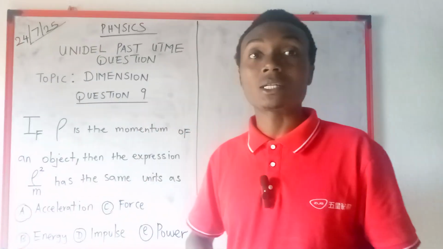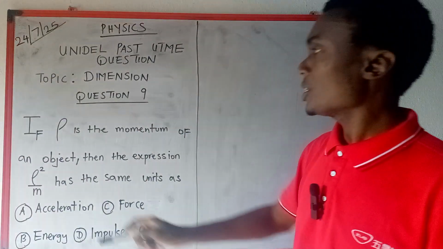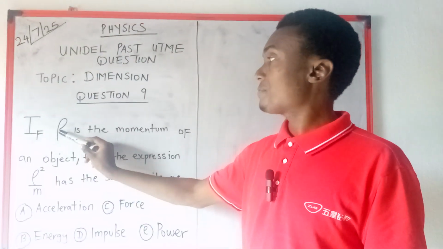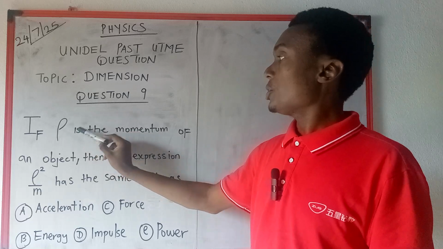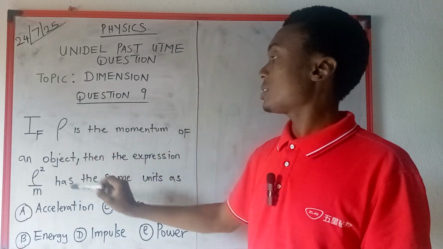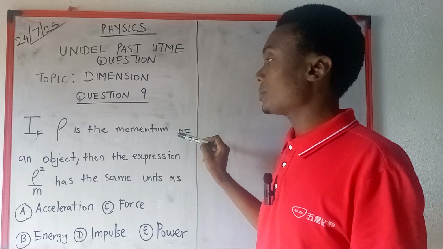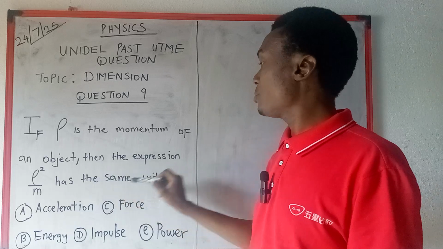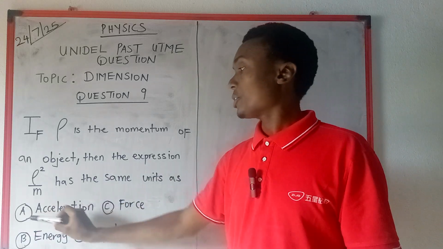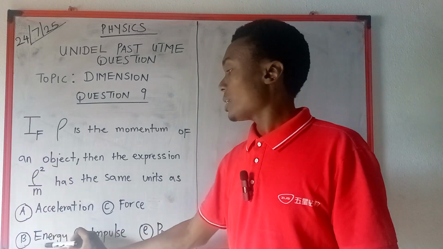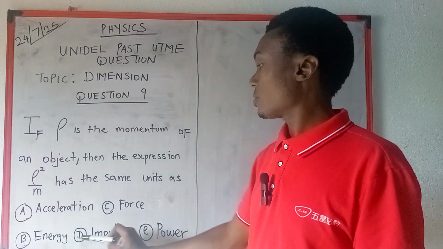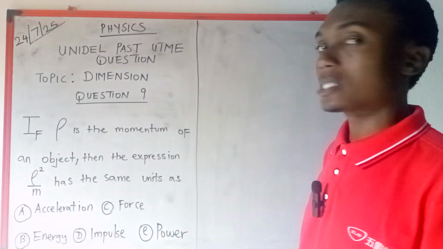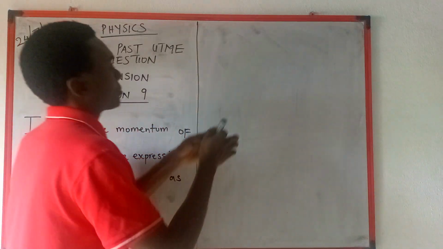Take note, this is question 9 of that post EME question. It says, if this symbol here is the momentum of an object, then the expression phi square over m has the same unit as: A. Acceleration, B. Energy, C. Force, D. Impulse, E. Power. So let's solve. Solution.